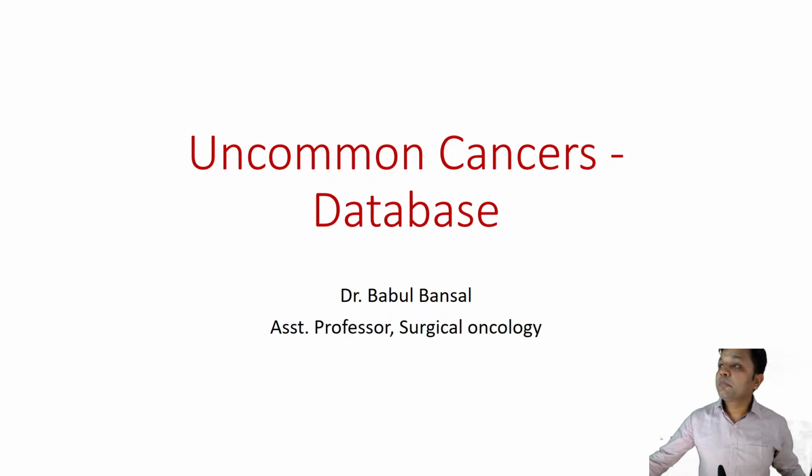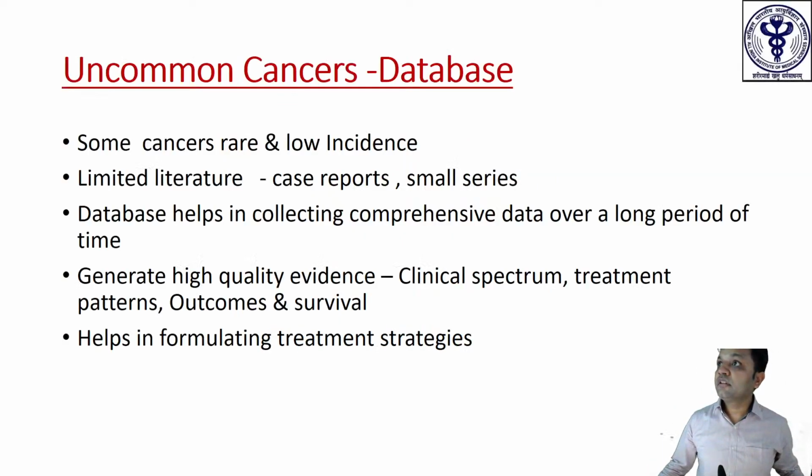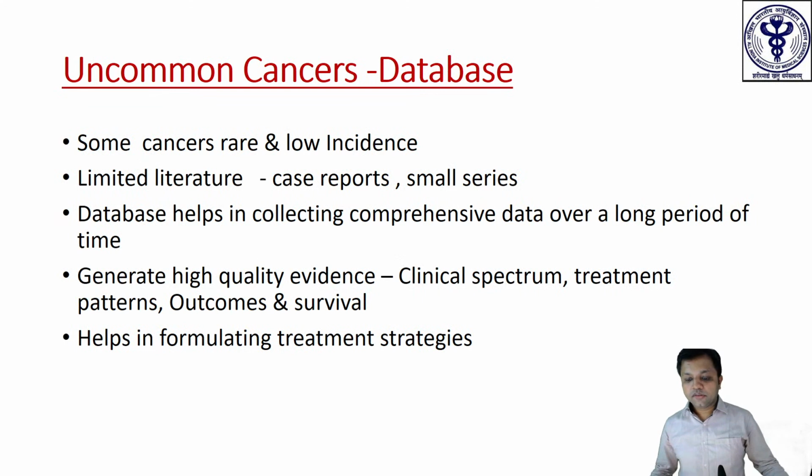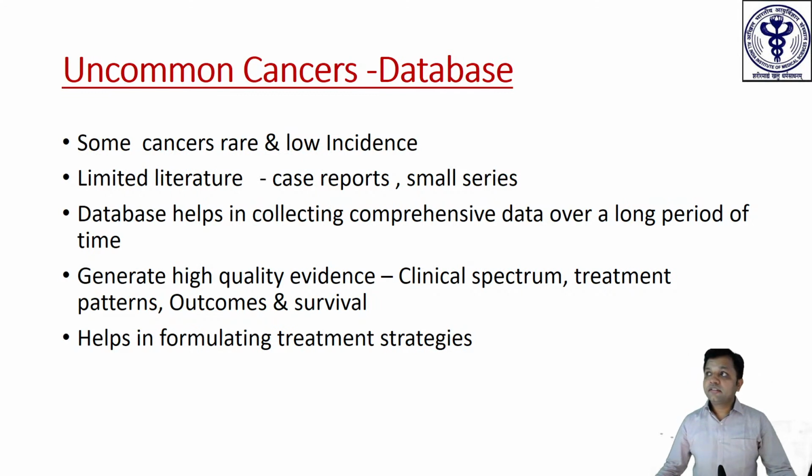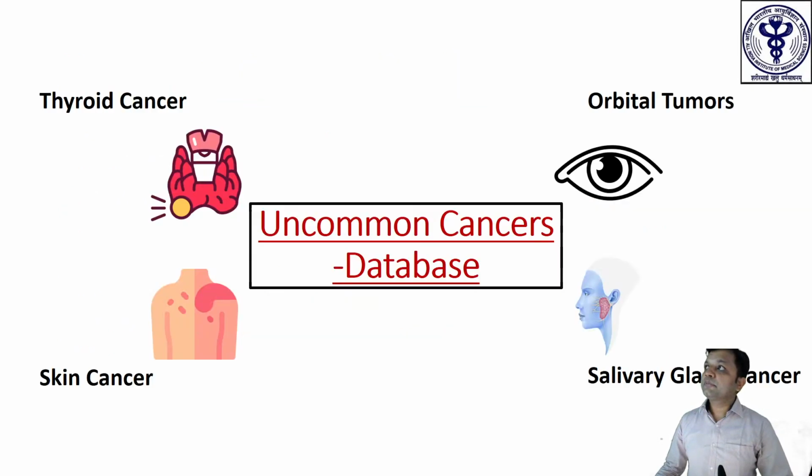I shall be showcasing our departmental databases on uncommon cancers. Uncommon cancers have low incidence and generally appear in the published literature in the form of case reports and case series. This is because it is difficult to gather an adequate number of patients in a finite time period to conduct any meaningful research. Our databases help in collecting comprehensive data over a long period of time in a structured format, and in turn help us in generating high quality evidence pertaining to clinical spectrum, treatment patterns, outcomes, and survival. This eventually helps us in formulating treatment strategies for treating these cancers.